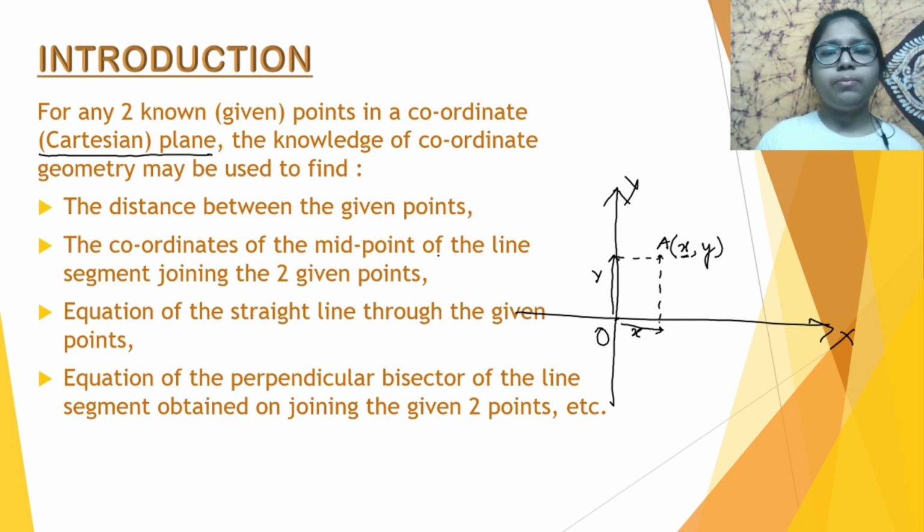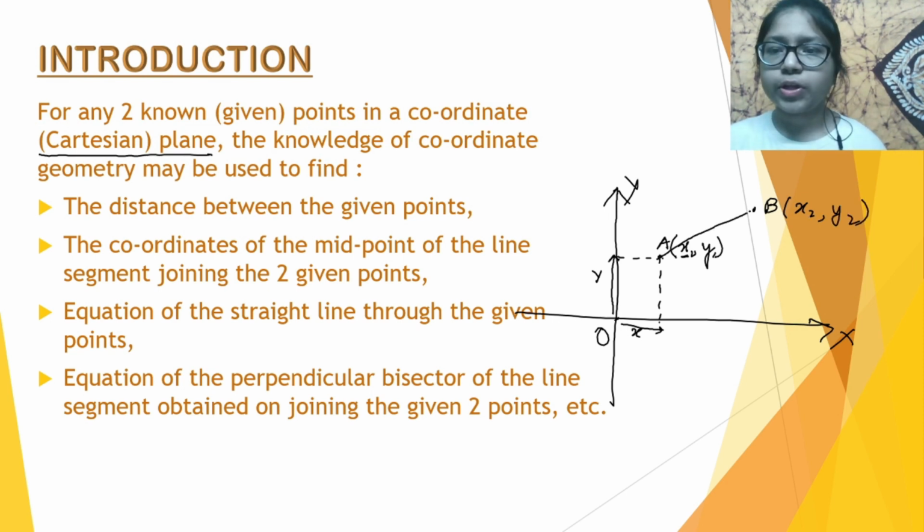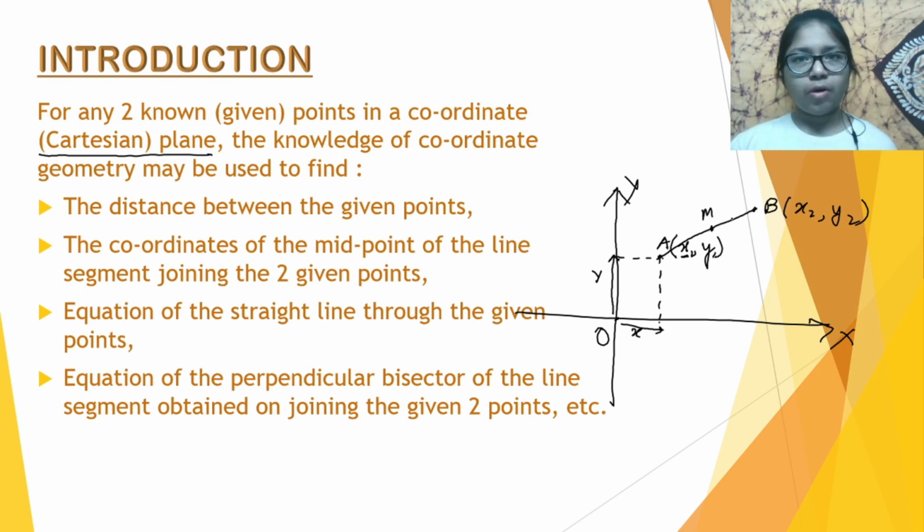Coordinates of the midpoint of the line segment joining two given points. Suppose this is a point A (x1, y1), and this is a point B (x2, y2). This is a line joining these 2 points. We can find the midpoint of it with the help of the section formula. Equation of the straight line through the given points. Let's say these are the given points and we have to find the equation of this line L1. We can find it using section formula.